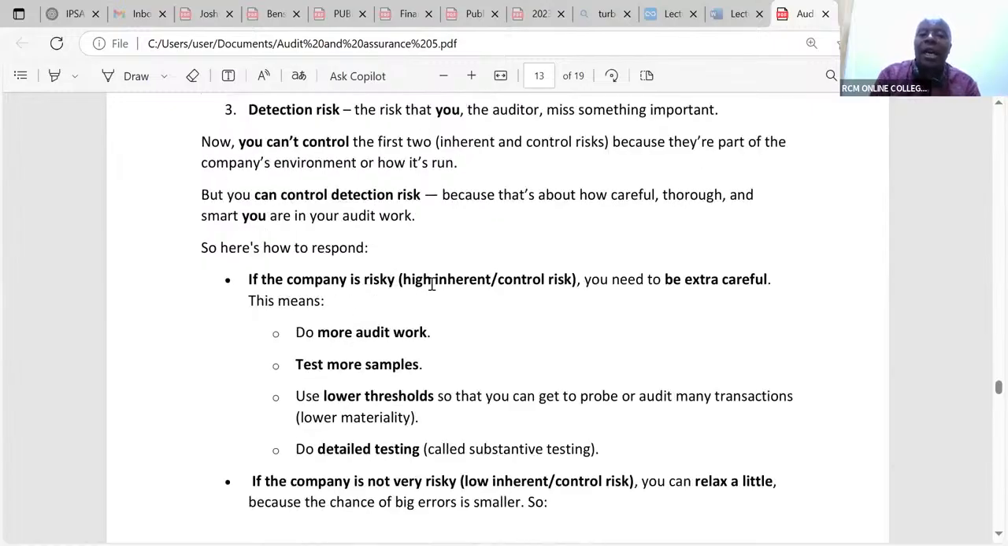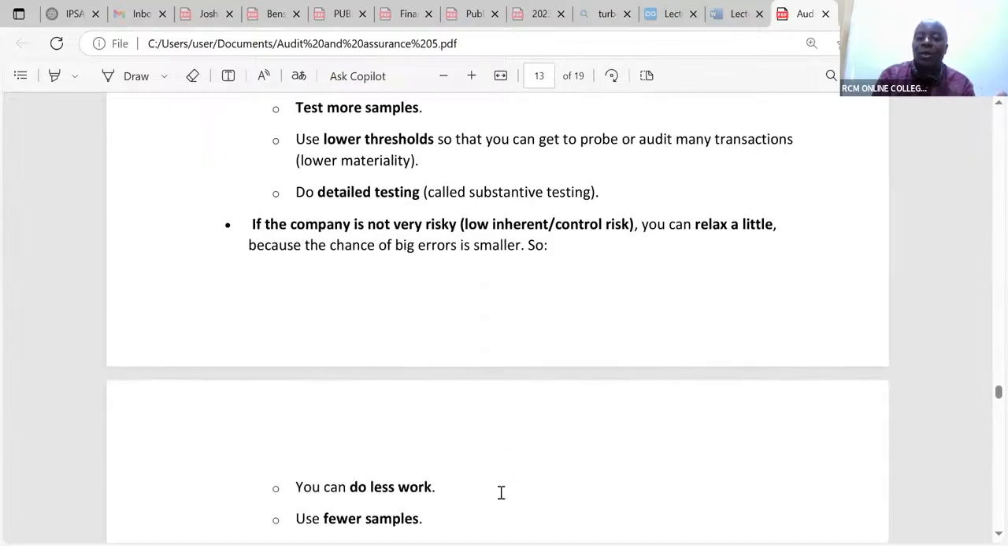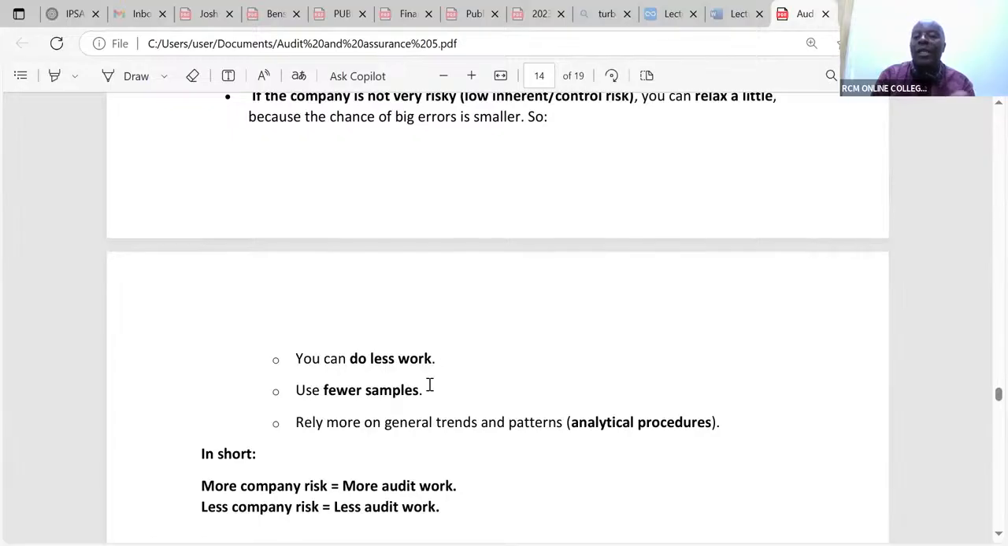So here is how to respond. If the company is risky, high inherent control risk, you need to be extra careful. This means do more audit work, test more samples, use lower thresholds so that you can probe or audit many transactions, low materiality, do detailed testing, what we also call substantive tests. If the company is not very risky, low inherent control risk, you can relax a little, because the chance of bigger errors is smaller. So you can do less work, use fewer samples, rely more on general trends and patterns, what we call analytical procedures. In short, more company risk, more audit work. Less company risk, less audit work.